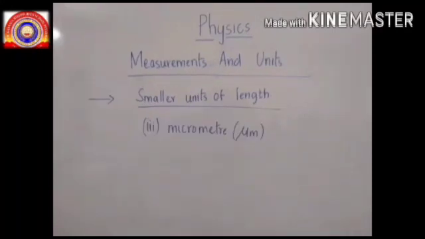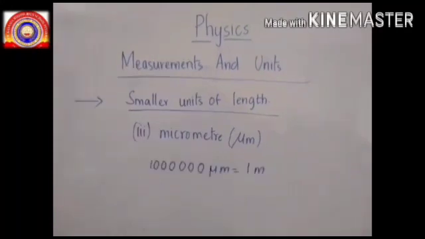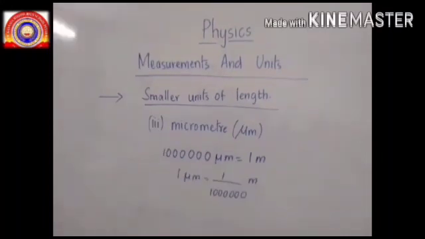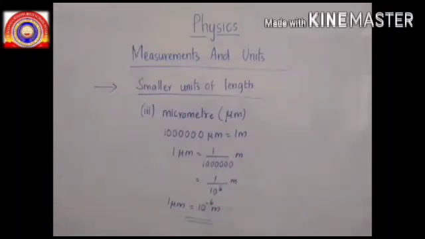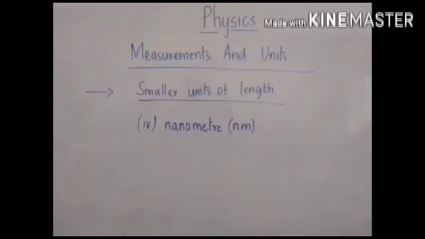Next one is micrometer. Please note its symbol. Micrometer is 1 millionth of a meter. 1 micrometer equal to 1 by 10 raised to 6 meter. That is 1 micrometer equal to 10 raised to minus 6 meter. The thickness of plastic bag is expressed in micron. Do you know our human hair is about 50 microns?